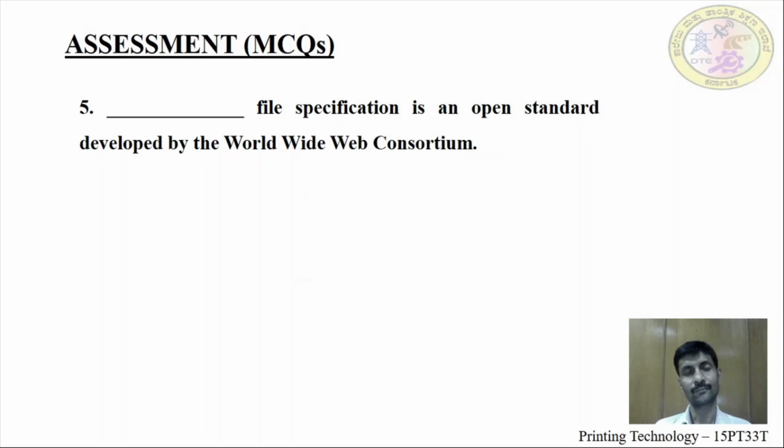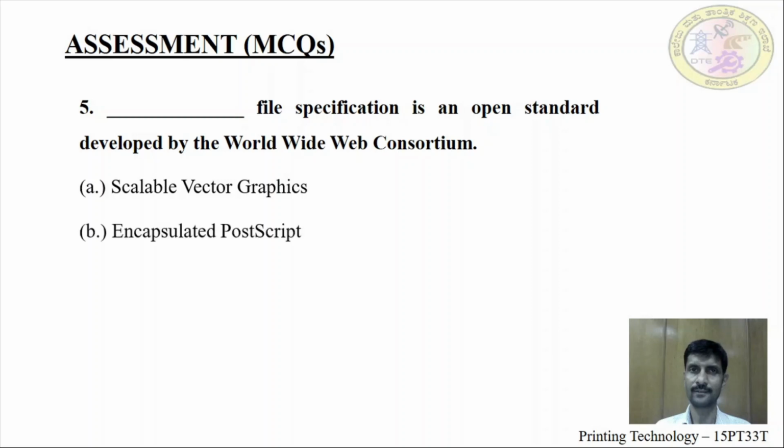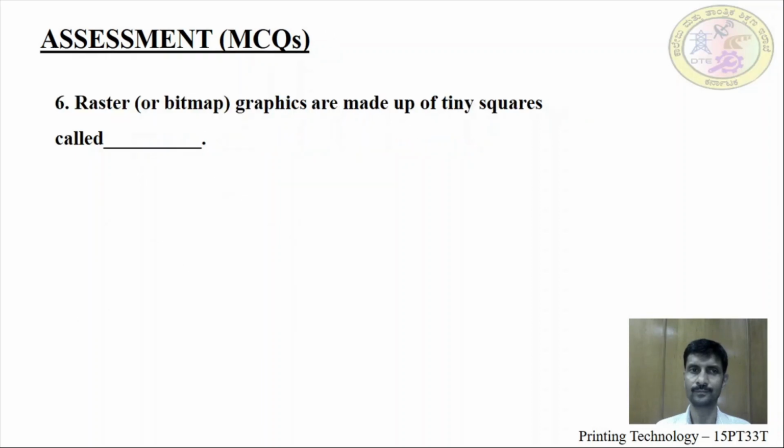Next question. Dash file specification is an open standard developed by the World Wide Web Consortium. The clue is this type of file format is created through XML language, and it can be easily uploaded in a worldwide web application for internet purposes. One is scalable vector graphics, second one is encapsulated PostScript, third one is portable document format, and last one is none of the above.